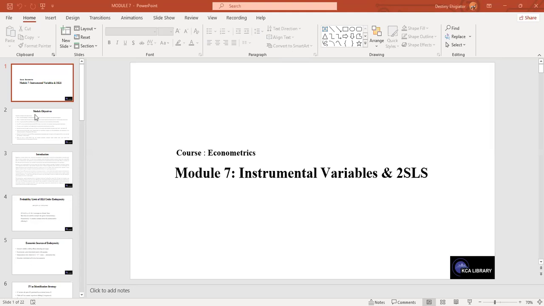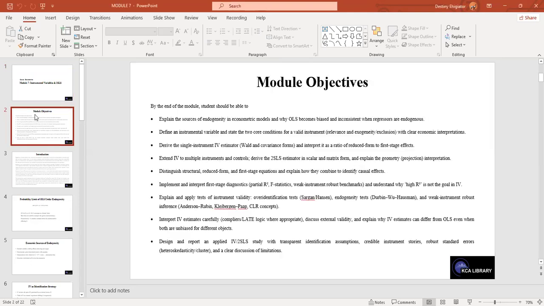By way of module objectives, by the end of this module, students should be able to explain the sources of endogeneity in econometrics models and why OLS becomes biased and inconsistent when regressors are endogenous. Students should be able to define instrumental variable and state the 2 core conditions for a valid instrument.